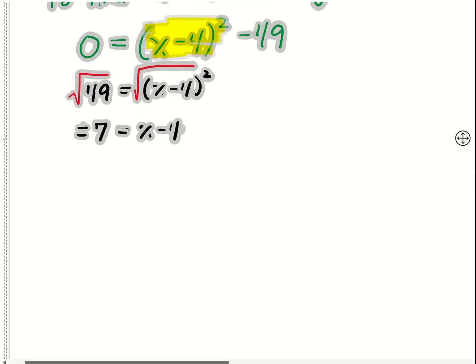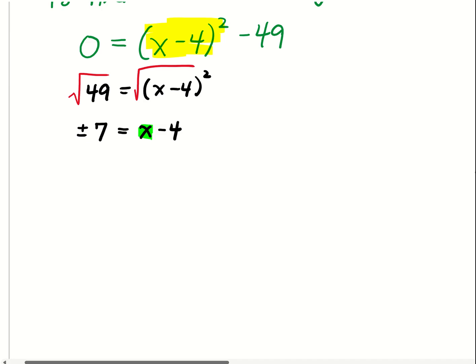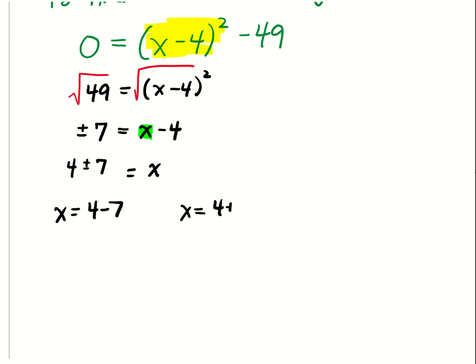Now we still have to get the x by itself. We can do that by adding 4 to both sides. So that's going to be x equals positive 4 plus or minus 7. Now, these are like terms, so we're going to get two separate answers: x equals 4 minus 7 and x equals 4 plus 7. So 4 minus 7 is negative 3. 4 plus 7 is 11. These solutions are the x-intercepts.